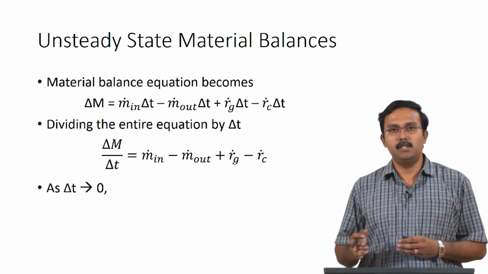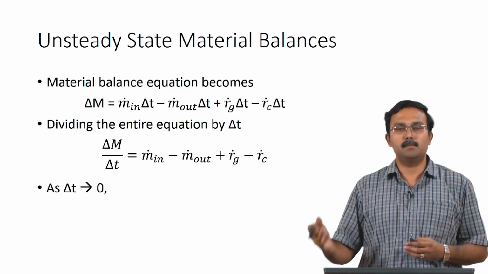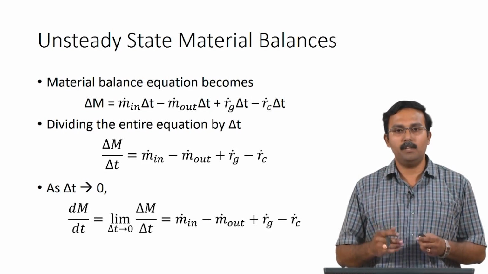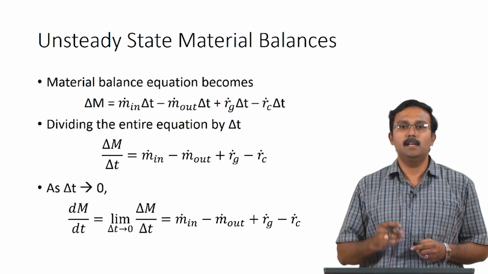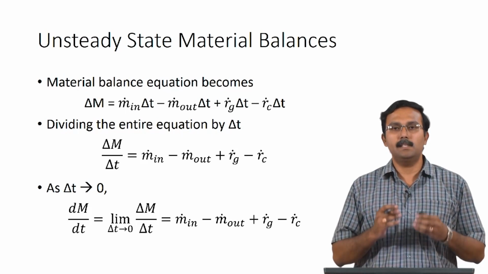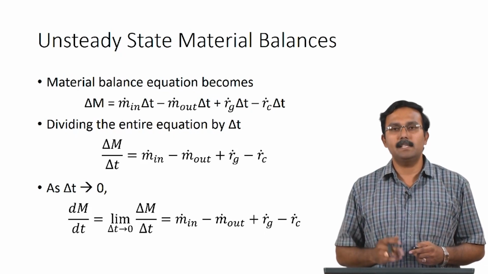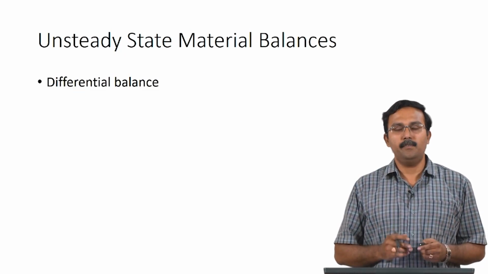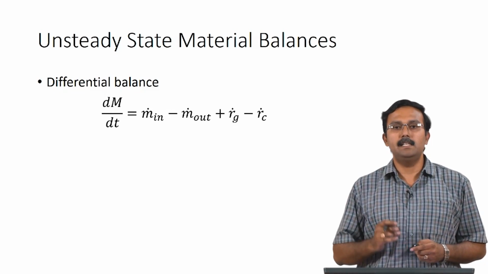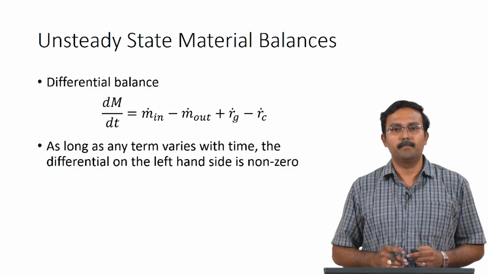As delta t tends to 0, basically as delta t becomes smaller and smaller and becomes completely infinitesimally small, then this equation can be further modified to dm by dt equals limit delta t tends to 0 of delta m by delta t equals m dot in minus m dot out plus r dot g minus r dot c. So, the differential balance equation for an unsteady state material balance would be dm by dt equals m dot in minus m dot out plus r dot g minus r dot c.